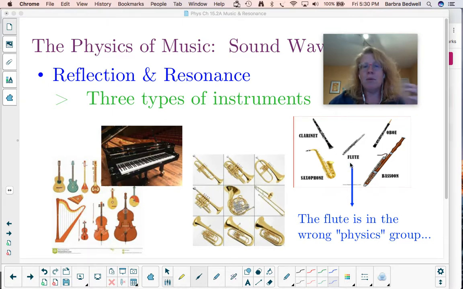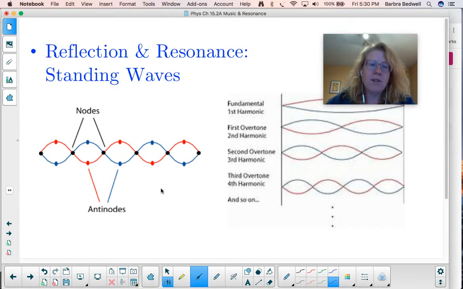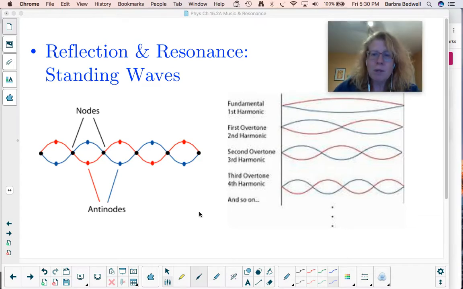So we've got strings, open pipes, and closed pipes, and each one of these has a characteristic way that they produce resonant frequencies. In other words, you've got a wave that reflects back, and then it amplifies itself. This is an important characteristic of how these things generate the different types of tones that we can hear. So in order to understand this concept, we need to go back and revisit standing waves.